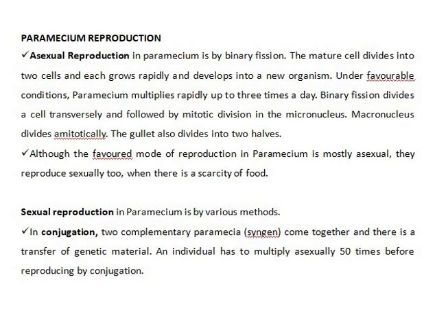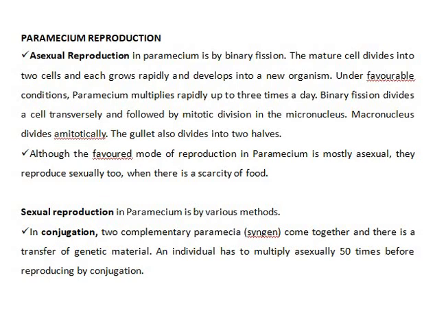amitotically. The gullet also divides into halves. Although the favored mode of reproduction in Paramecium is mostly asexual, they reproduce sexually too when there is a scarcity of food material. Sexual reproduction in Paramecium occurs by various methods.